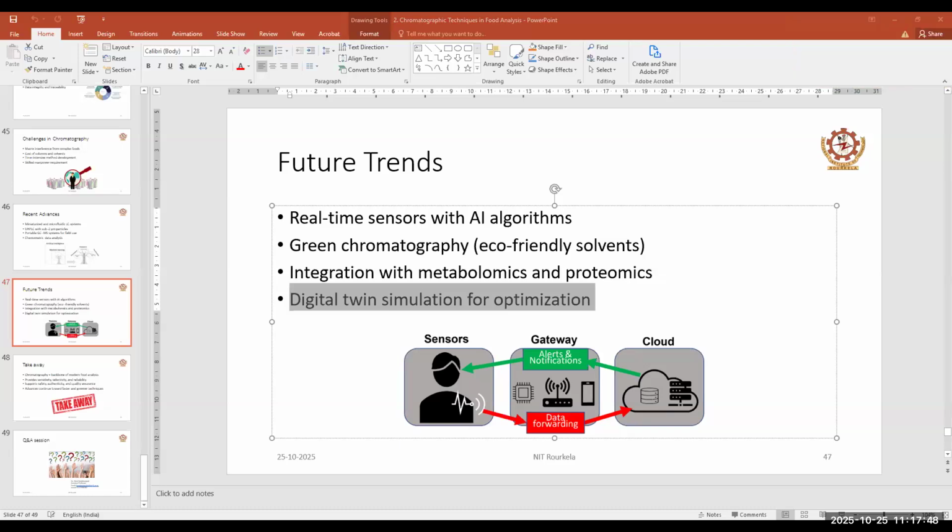Sir, can you please give an example for packed column type chromatography? What is that? PAP column? Paper column? What is a PAP column? I didn't mention any PAP column. The column types in gas chromatography: packed, capillary, and stationary phase, you had mentioned, sir. Okay, let me see that slide.